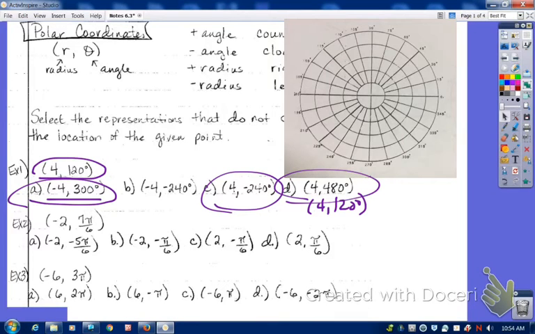-2, 7 pi over 6. So that's to the left 2. We're rotating clockwise because it's a negative. 7, no, it's positive, excuse me. 7 pi over 6. So that's 7 pi over 6 is pi plus another one. So put me right there.